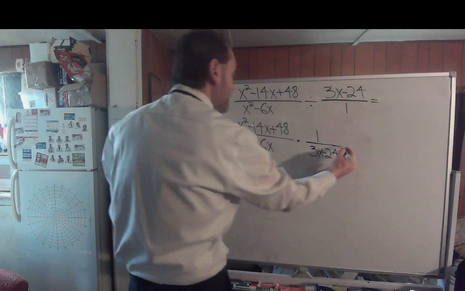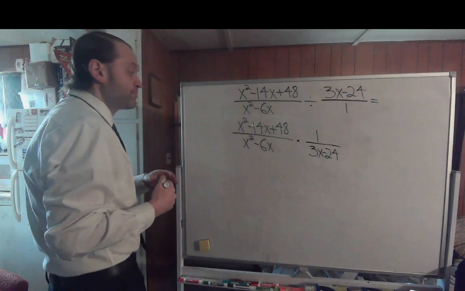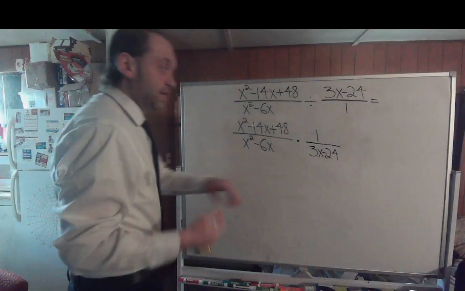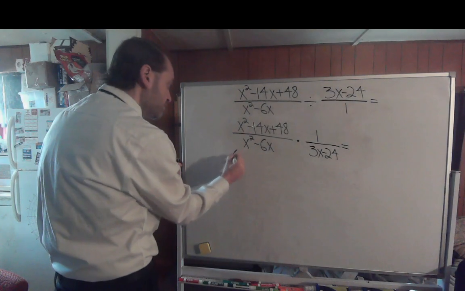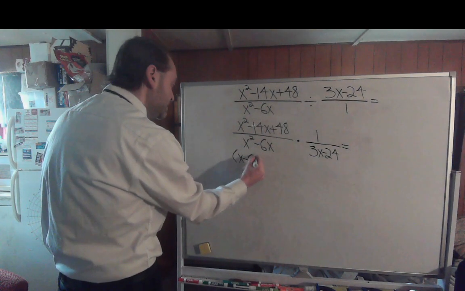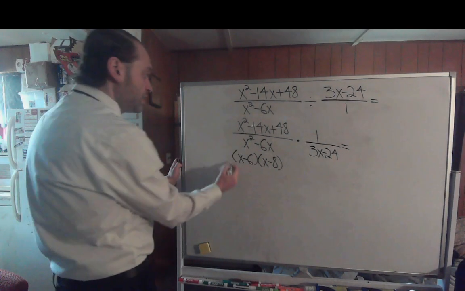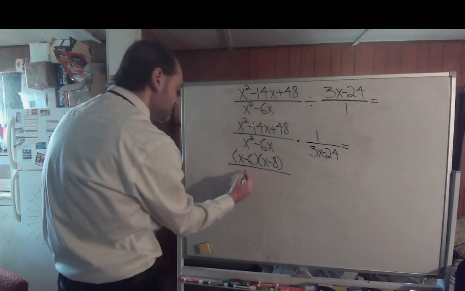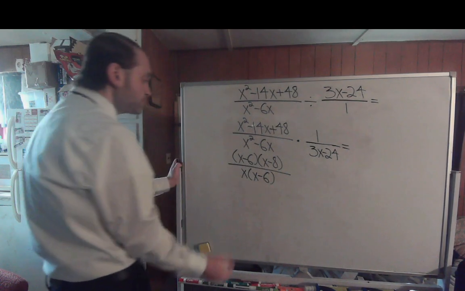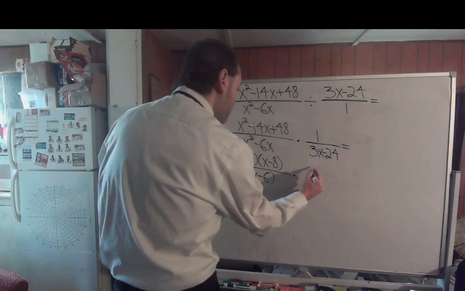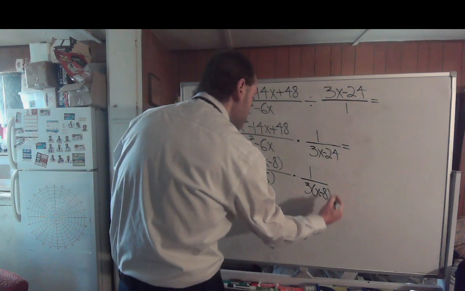So that's where that guiding 1 becomes important, when you invert and multiply. Okay, now that we've turned this into multiplication, we can factor this completely. So in the numerator of the first term, this would turn into x minus 6 times the quantity of x minus 8 over x times x minus 6 times that 1 over 3 times x minus 8.